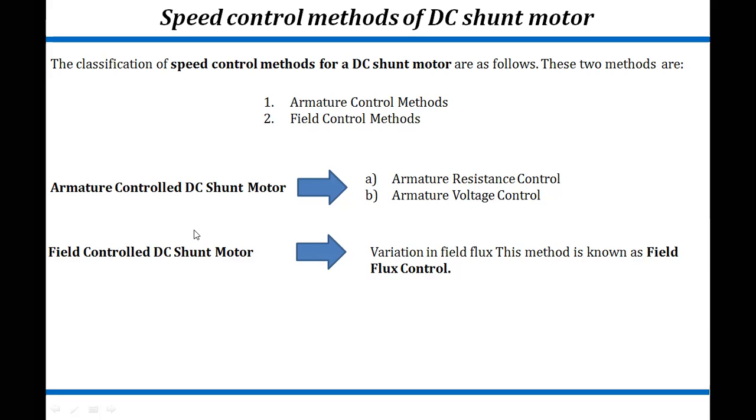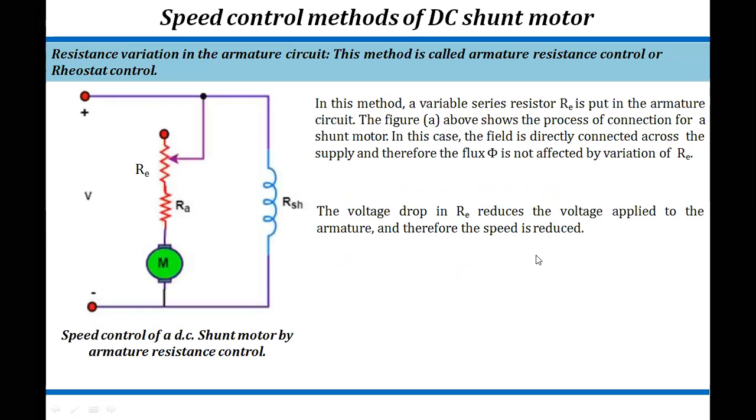If we are supposed to control the speed by using the field parameter, we can control the speed by controlling the field flux. So we can vary the field flux, and we can control the speed. We are calling this method a field control DC shunt motor. Now we are supposed to study in today's session how we are controlling the DC shunt motor speed.